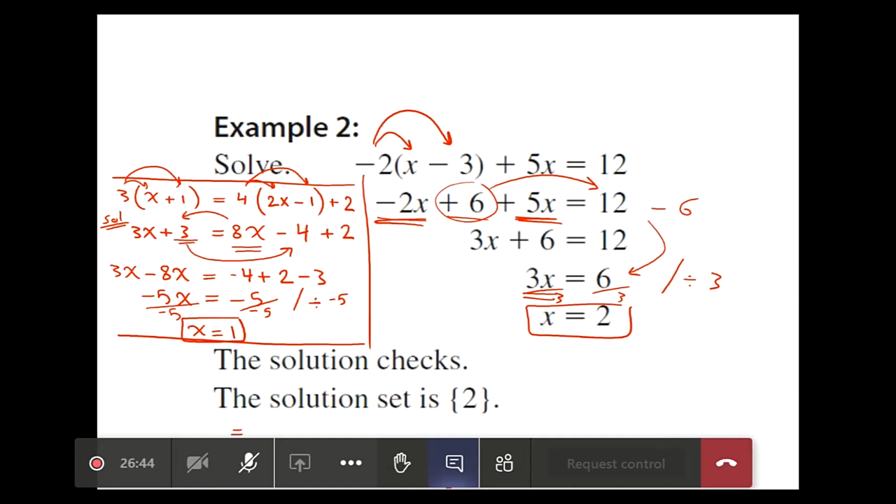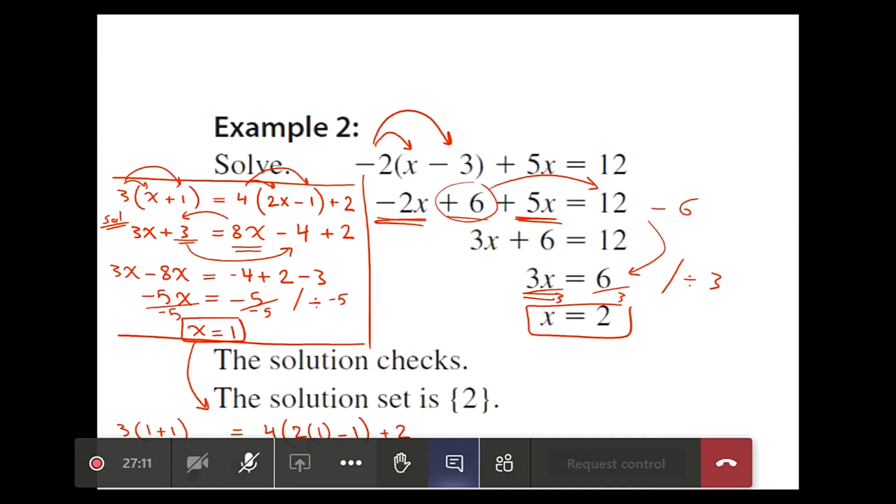We have left hand side and right hand side. So if we need to verify, substitute x in the linear equation. When we substitute x equal 1 in the left hand side, we have 3 times (1 plus 1). When we substitute x equal 1 in the right hand side, we have 4, 2 multiply 1 minus 1 plus 2.